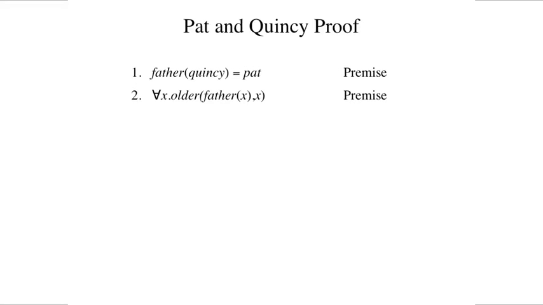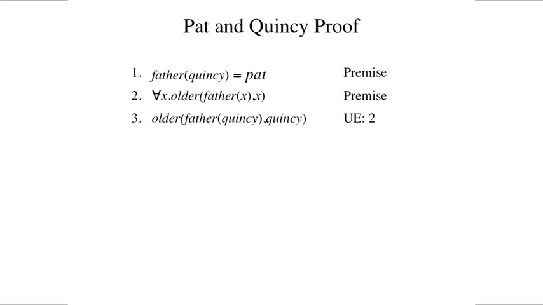As usual, we start with our premises. The father of Quincy is Pat, and fathers are older than their children. First, we use universal elimination to instantiate our quantified sentence. The father of Quincy is older than Quincy. Next, we use equality elimination to replace father of Quincy with Pat, and thereby derive the conclusion that Pat is older than Quincy, the conclusion that we wanted.